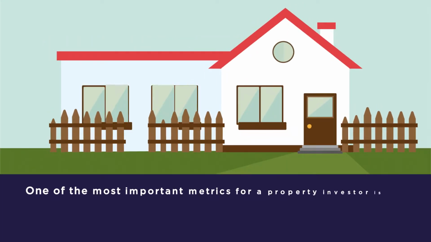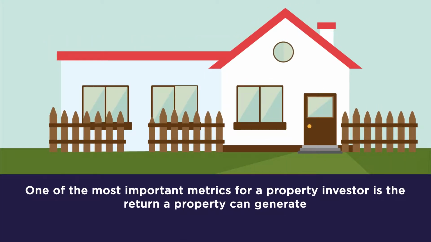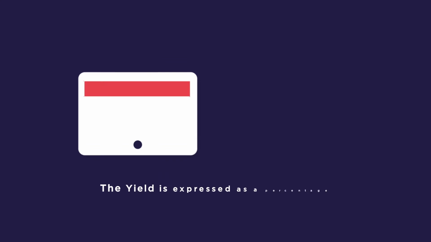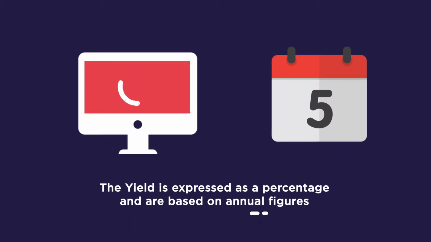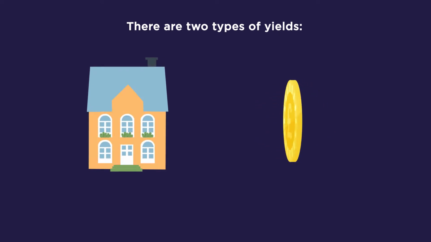One of the most important metrics for a property investor is the return a property can generate. This is known as its yield. The yield is expressed as a percentage and is based on annual figures. There are two types of yields.